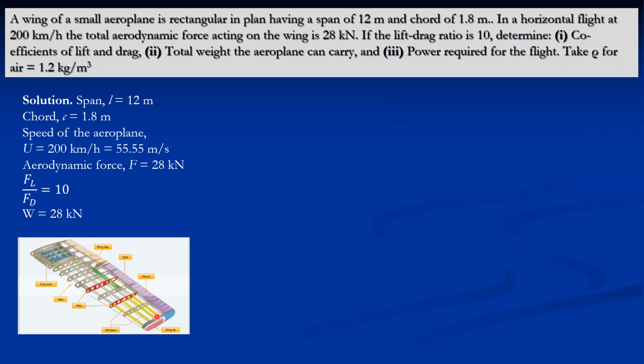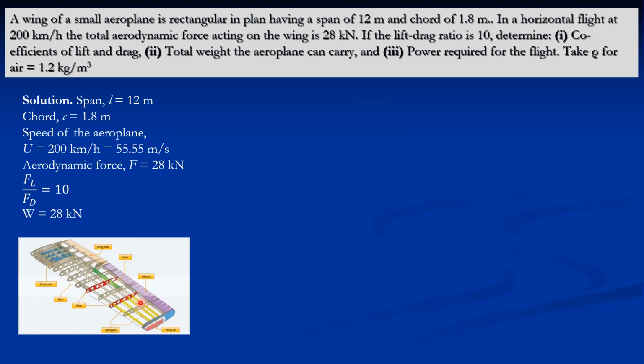This is the chord length, and this is the span. The span length is always greater than the chord. The fluid is flowing in this direction, so this is the chord, of 1.8 meters. Span length multiplied by chord gives the surface area for calculating the frictional drag.